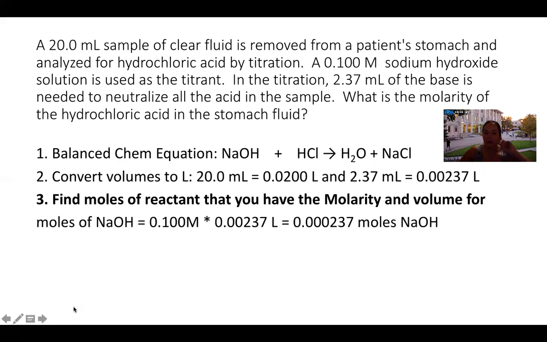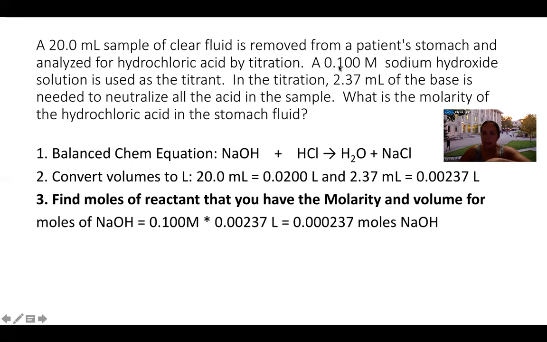Okay, 3, we're going to find the moles of the reactant that you have the molarity and volume for. So like for the hydrochloric acid, I know the volume's 20 mL, but I don't know the concentration. That's what it's asking for. It says, what is the molarity? That's the concentration of the hydrochloric acid. That's what we're trying to find. Okay, and remember, molarity is moles over liters. So we have the liters, but we don't have the moles, and that's what we're trying to get to. But first, we have to find the moles of what we do have the molarity and volume for, and that would be our sodium hydroxide.